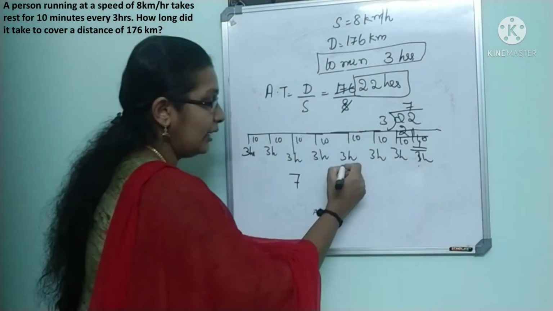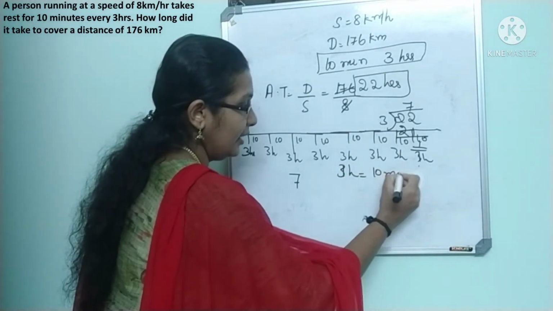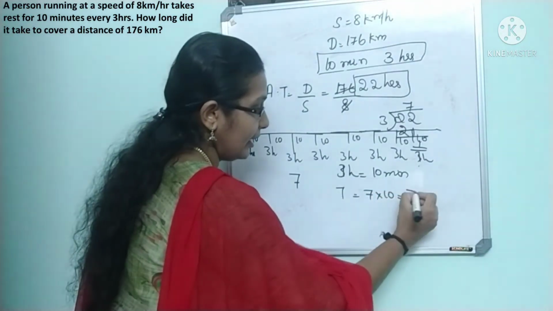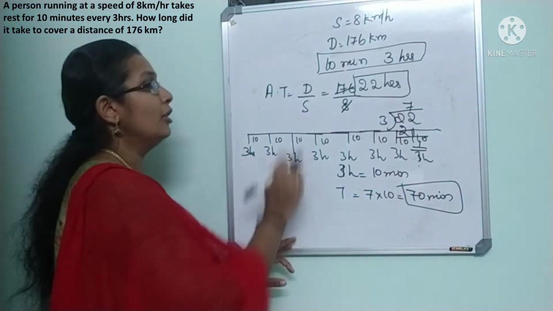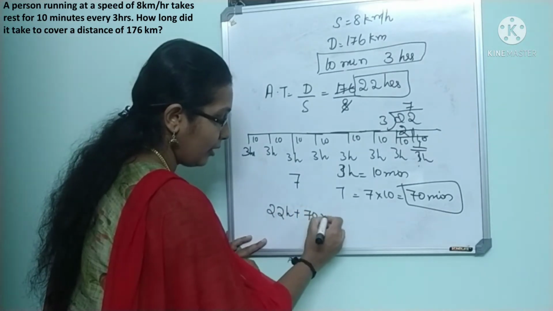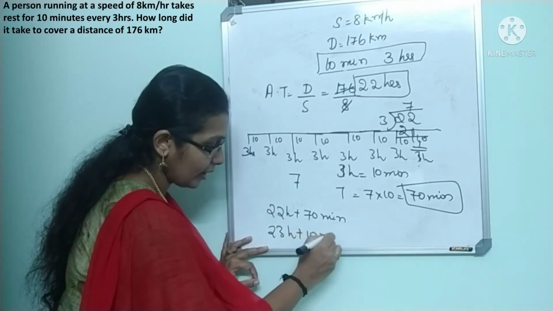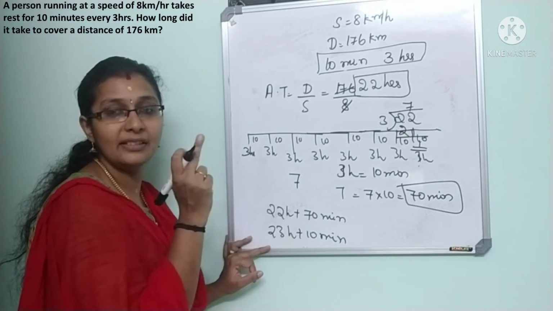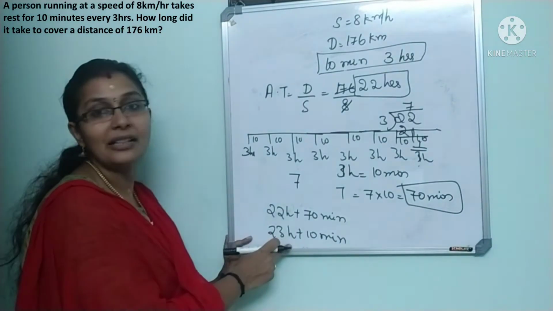So how many minutes? For 1 3-hour block it is taking 10 minutes rest, means for 7 blocks it will take 7 into 10, 70 minutes rest, correct? So this is the extra time due to stoppage. So the actual time is 22 hours plus 70 minutes, or else you can write it as 23 hours plus 10 minutes. How, you can ask me? 70 minutes means 60 minutes plus 10 minutes. 60 minutes is nothing but 1 hour. So I am including that 1 hour here. So it is 23 hours plus 10 minutes.